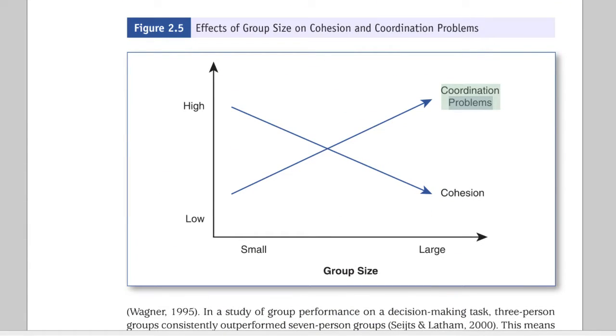Coordination problems. Cohesion. Large. Small. High. Low. Group size. Figure 2.5 Effects of group size on cohesion and coordination problems.